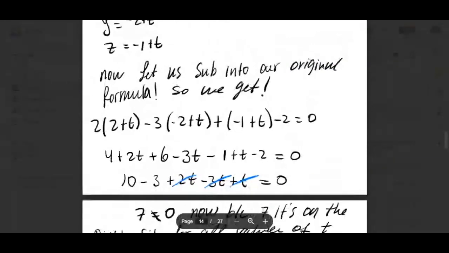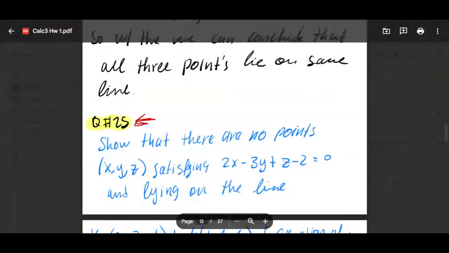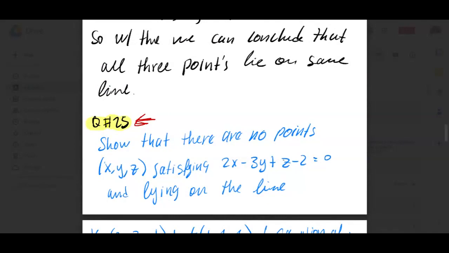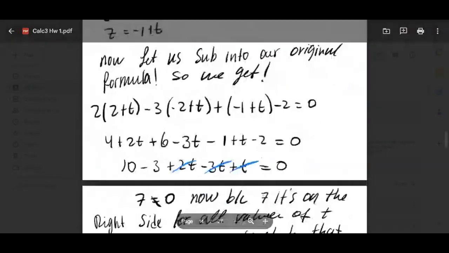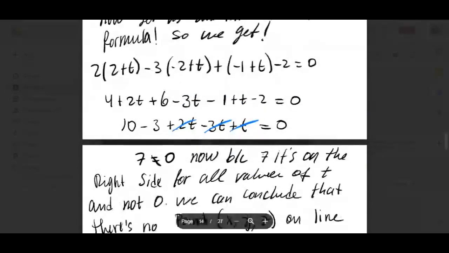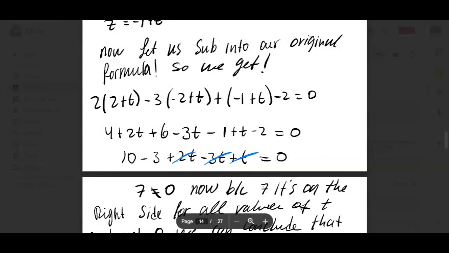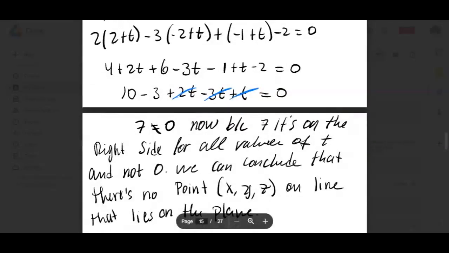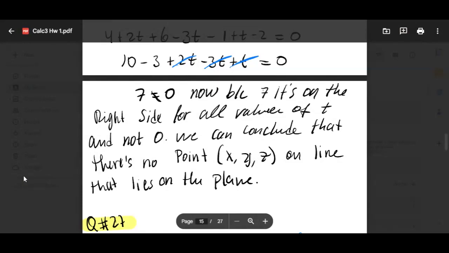Now we know our x, y, and z. So then the last step is to plug into this function, 2x minus 3y plus z minus 2 equals 0, to check if our function lies on the line. And in the end, I was left with 7 does not equal 0. And then I gave an explanation of why that is. So in the end, I concluded that it does not lie on the plane.